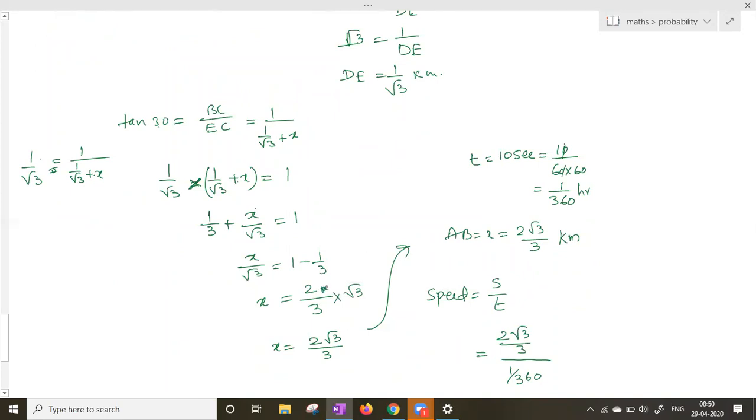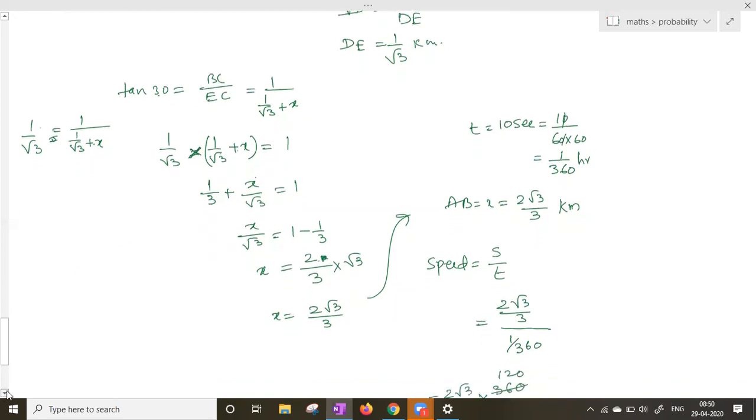So 2 by 3 into root 3. Ma'am, till x I found it in meter per second. After that only I converted to kilometer. Fine. You got the same answer, then no problem. You can find it in meter per second by converting, 1 kilometer is equal to 1000 meters. If you do it that way also, it is okay.